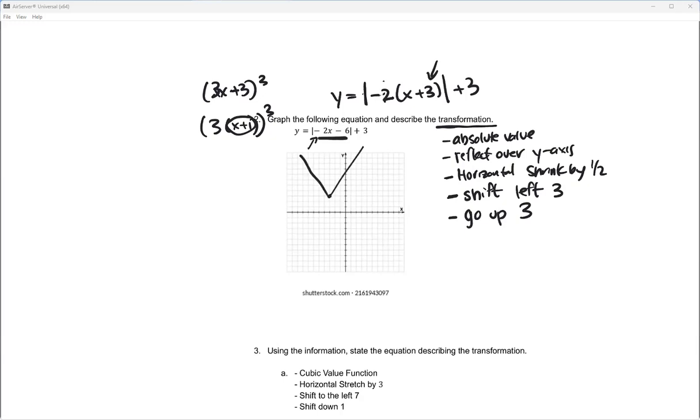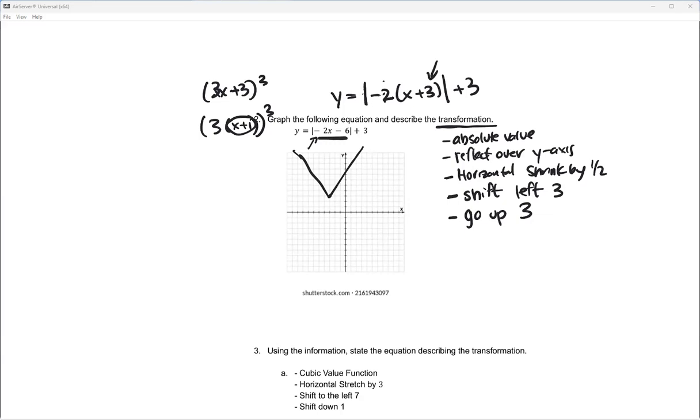So it's going to be doing this. Okay. All right. I corrected myself. So yeah, there's that. We know that it's going to look something like that. It's going to shift left 3 and up 3, right? And then that negative inside reflects over the y-axis. It doesn't reflect over the x-axis.